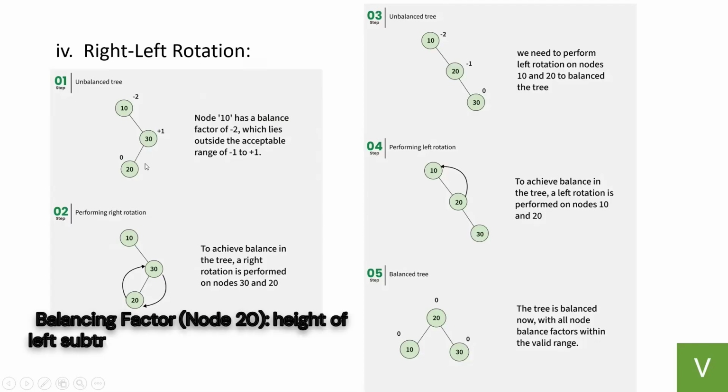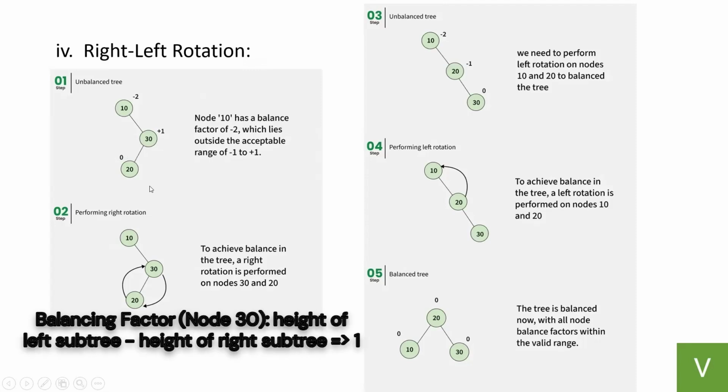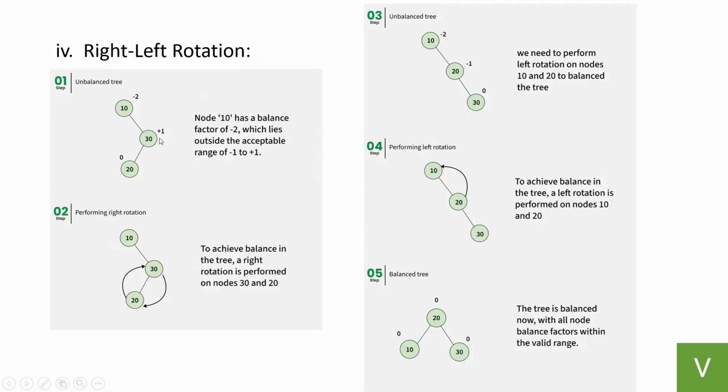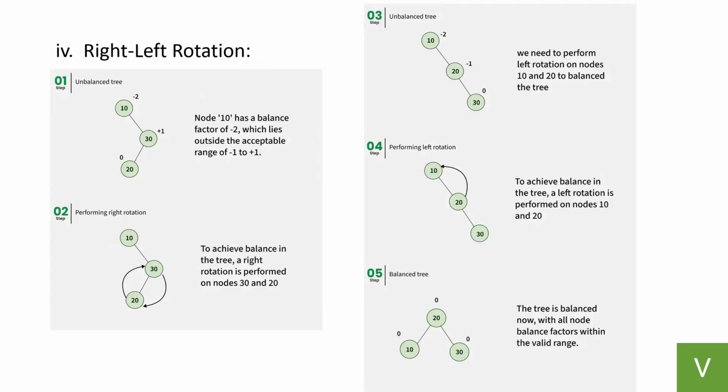We will check the balancing factor, which is 0. And then we will check the balancing factor for the node 30, which is height of left subtree 1 minus height of right subtree, which is 0. 1 minus 0, 1, which is a valid balancing factor. Now let us check the balancing factor for the node 10. Height of left subtree 0 minus height of right subtree, which is 2. 0 minus 2 equals minus 2, which is not a valid balancing factor.